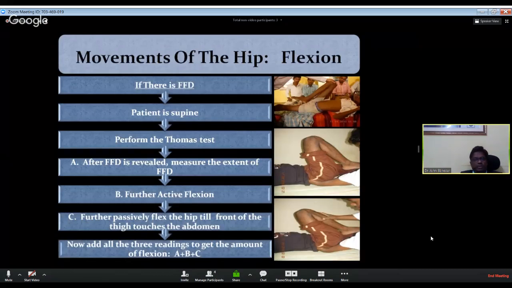How are you going to assess the movement of the hip if there is FFD? Patient is supine. First do the Thomas test. The FFD is revealed, measure the extent of FFD. Then do further active flexion. Then third, do the passive flexion of the hip until the thigh touches the abdomen. This way, all these three, A plus B plus C. That means you have to record each one: first the angle, then the active flexion angle, then the passive flexion. Then add these three.